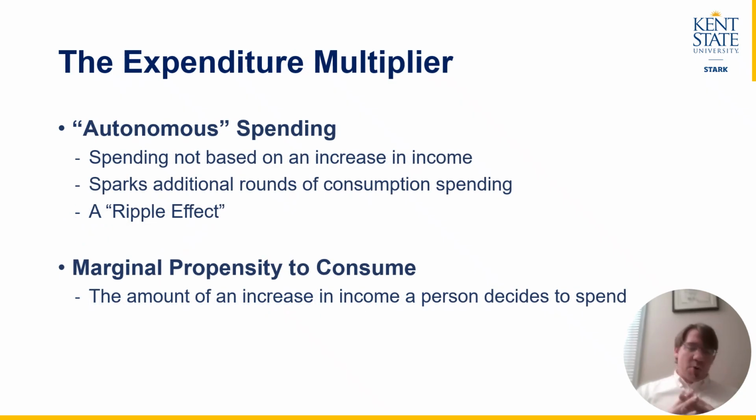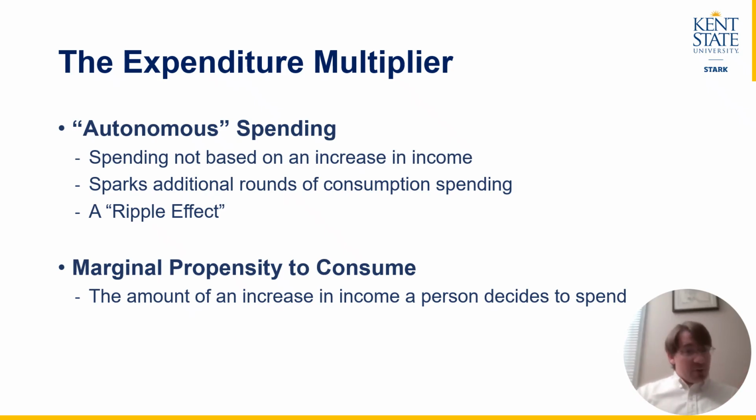Now, another key component of the Keynesian perspective is what we call the expenditure multiplier. So the expenditure multiplier, or sometimes it's just called the multiplier, is based on this idea. That is, that there's some level of what we call autonomous spending. So the autonomous spending is spending that is not based on any increase in income. Right? So imagine for a moment that you lost your job, and so your income drops to zero. How much would you spend?